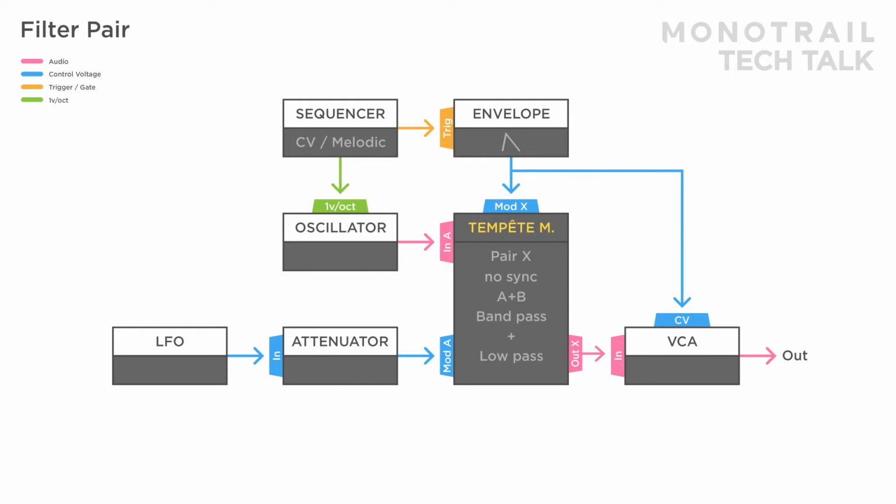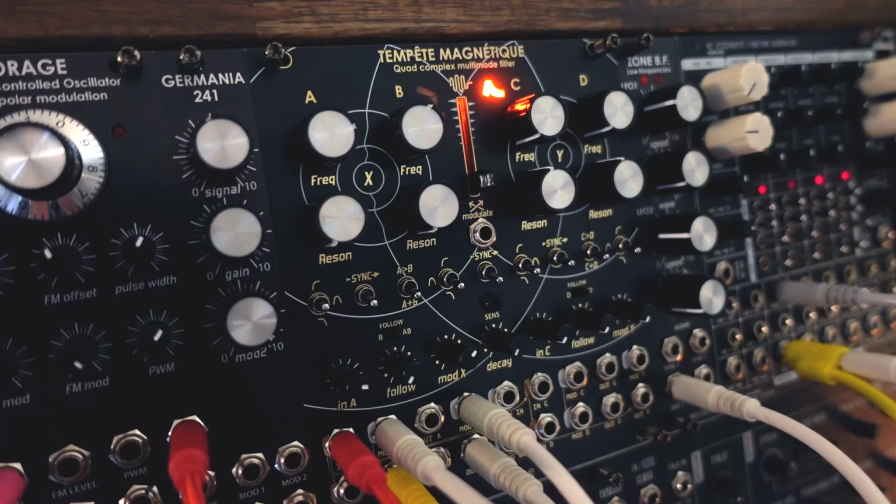Even though the sum output always is the mix of both filters, it still makes a difference if you use the filter pair in series or parallel. A dummy cable is used from mod B, so the LFO never modulates the low-pass filter.